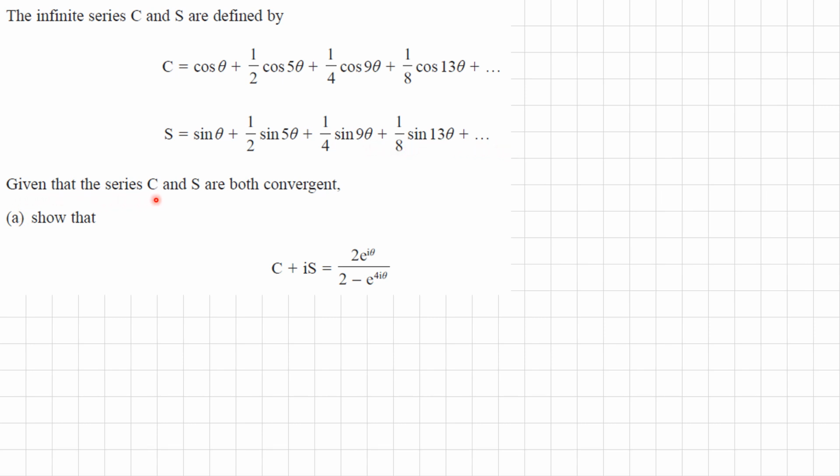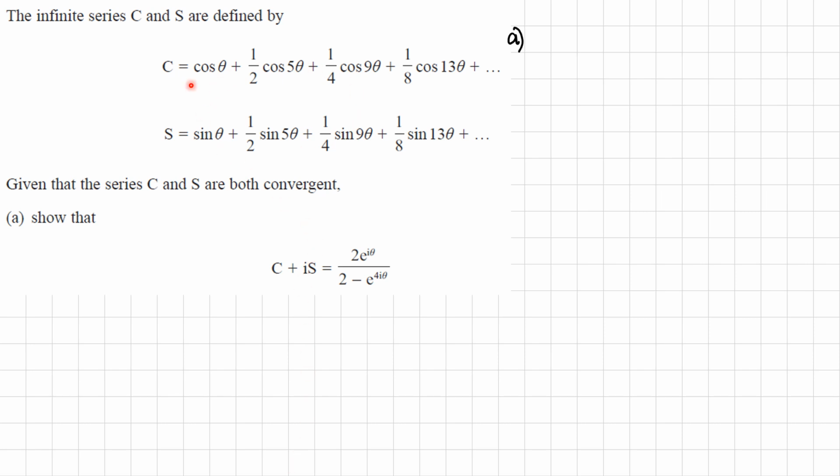Given that the series C and S are both convergent, part A, show that C plus iS is equal to 2e to the power i theta over 2 minus e to the power 4i theta. Now there are different ways of doing this question, but I'm just going to show you one way, a way that I prefer to do it.